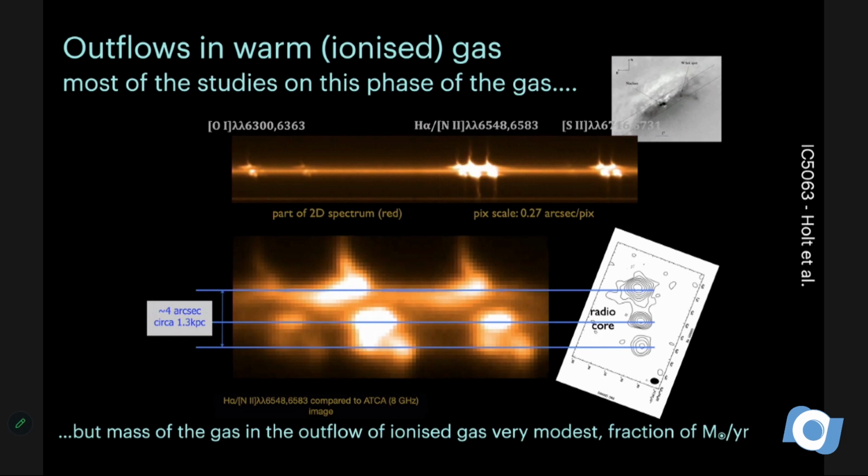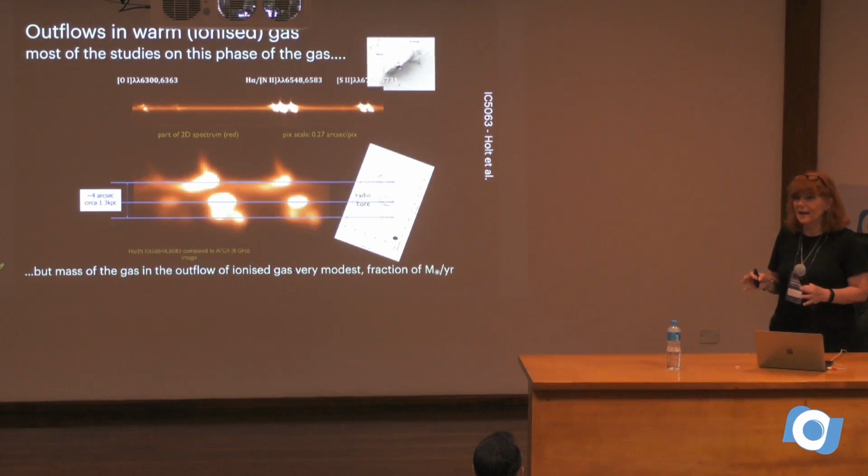Now, one thing, though, is that the ionized gas always carried a quite modest mass in the outflow. If you look, even this very spectacular case is a fraction of solar masses per year in the outflow. So, well, okay. Should we care about this? Is that relevant or not? That's where we were until a few years ago.